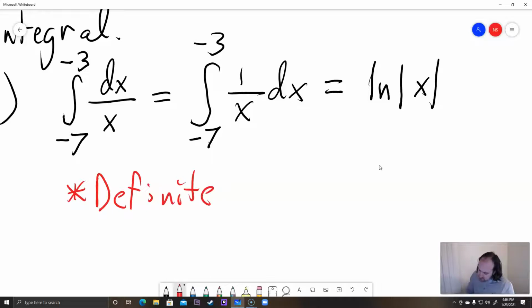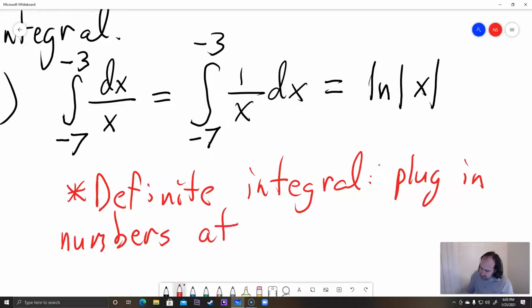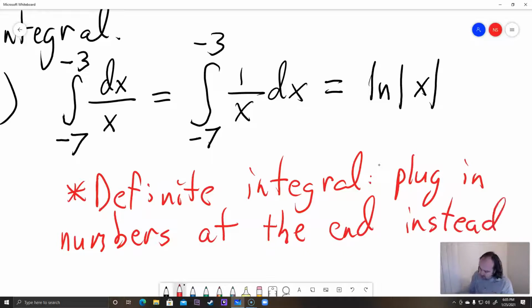For definite integrals, this is calculus 1 stuff, but it's still important that we review it. This is a definite integral. You plug in the numbers at the end instead of writing plus c.